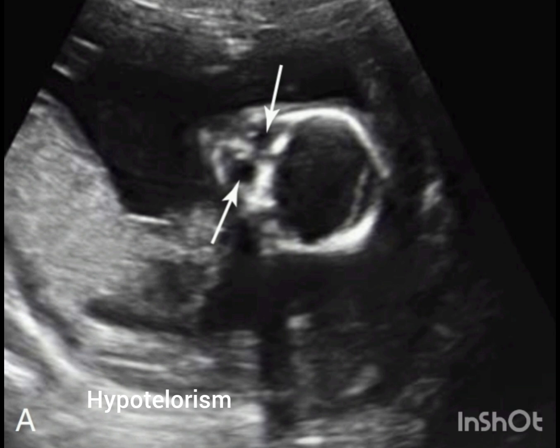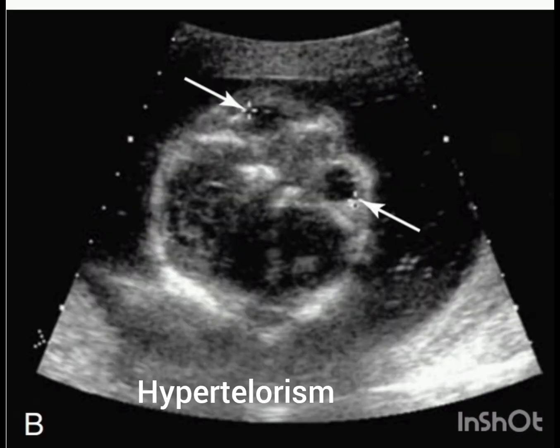In this image, you can see that the orbits are near to each other, and hypotelorism can be measured by measuring the distance between the orbits and then comparing it with what is expected for that gestational age. Now this is the image of hypertelorism. It is an abnormally large distance between the orbits. Both hypotelorism and hypertelorism are seen in association with some underlying anomaly and syndromes, and so it requires a detailed antenatal scan if it is found.